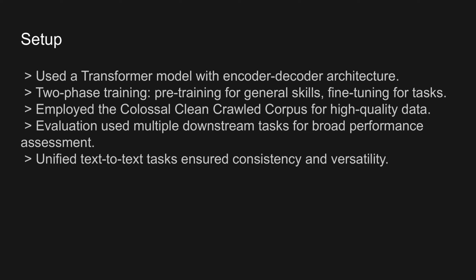To prevent the model from learning harmful or useless information. Right. Quality data ensures the model learns useful language patterns without biases or irrelevant content. For evaluation, they used multiple downstream tasks like summarization, translation, and classification, as well as the GLUE benchmark. Why use so many tasks?